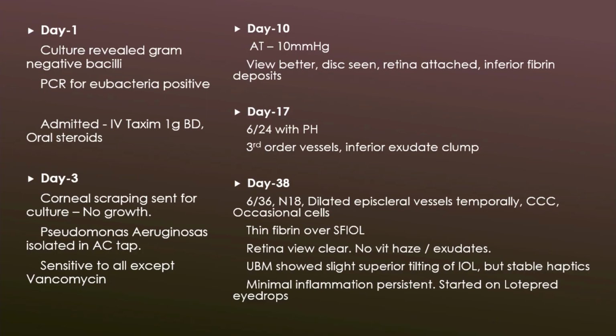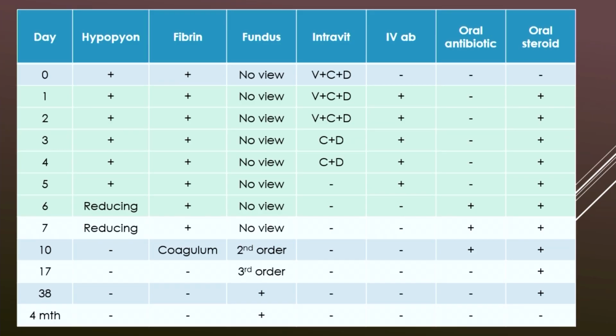So the patient was admitted at this point of time, and injection IV Taxim was started 1 gram twice a day, and oral steroids were also started at 60 milligrams per day after getting the physician clearance. So the patient was admitted for a total of 6 days. 3 doses of vancomycin plus ceftazidime plus dexamethasone were given, and 5 days of intravenous Taxim was also given.